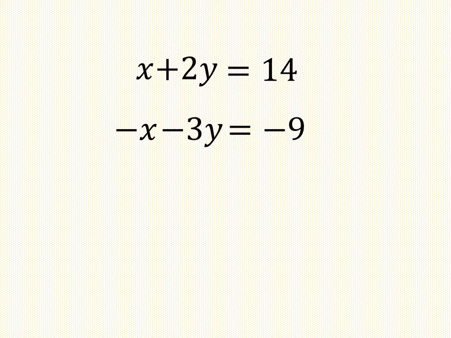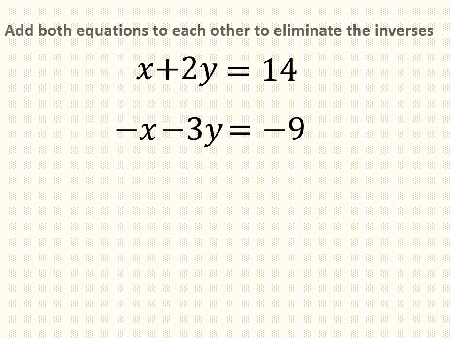Now that we know that we have additive inverses, what we need to do is to add both equations to each other to eliminate the inverses, which means I need to add the first equation to the second equation because that's going to help me have an equation in one variable. So let's take a look at how this can happen.